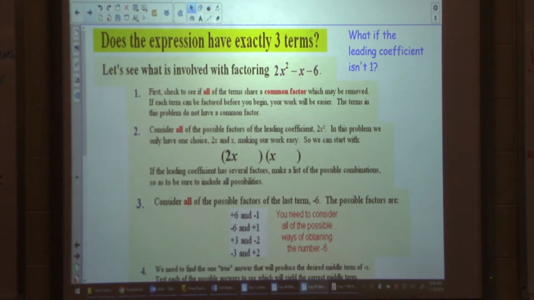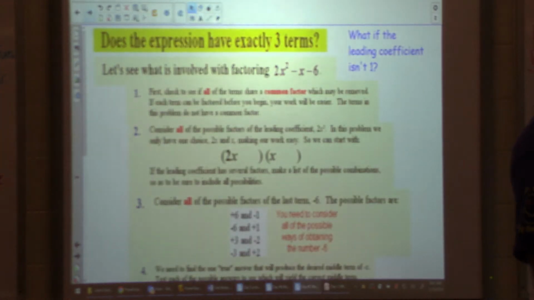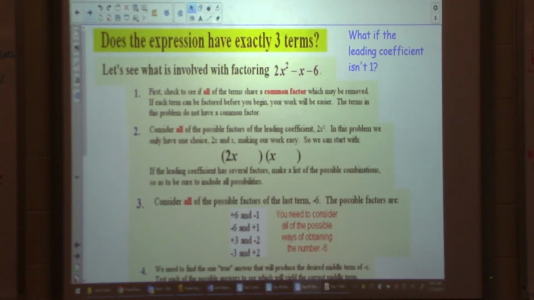Guys, enough. You start. So, we talked about factoring out GCFs, we talked about difference of perfect squares, we talked about factoring, we had just x squared.